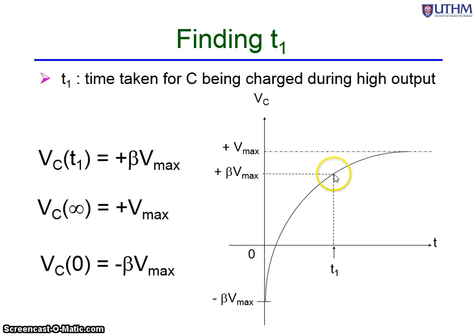Why? Because this is when VC is greater than VF. This is actually your VF, and your output will go negative over here. So that's why it will be from minus beta Vmax until positive beta Vmax.